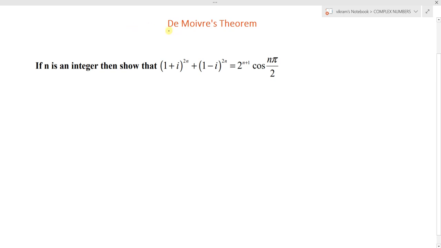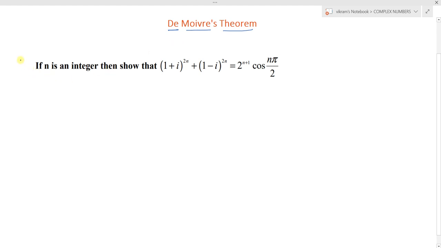De Moivre's theorem. In the previous lecture, we have seen the proof of De Moivre's theorem and what its applications are and where we need to use it. To find the powers of a complex number, we have to apply De Moivre's theorem.